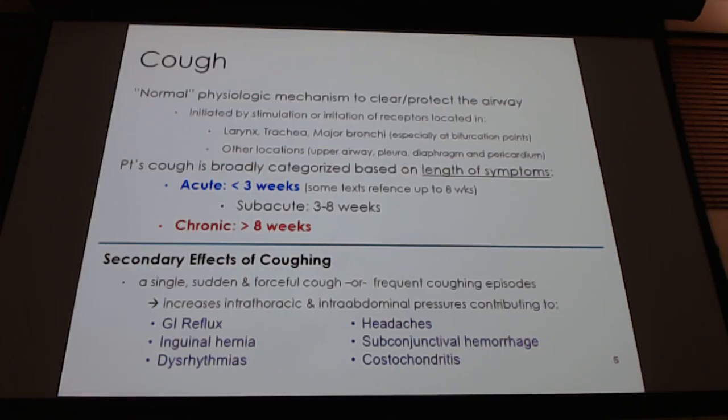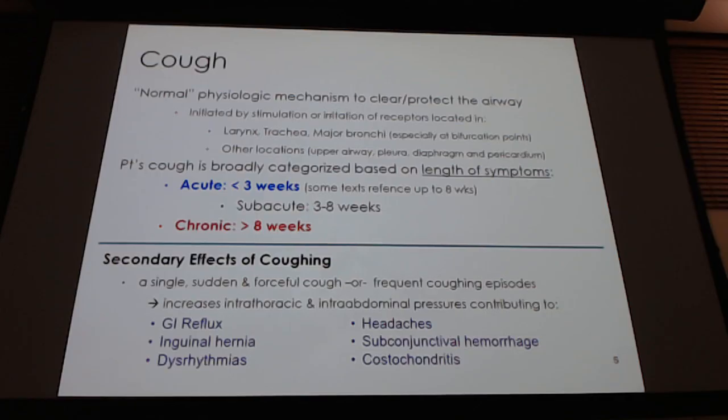It doesn't mean that someone with a chronic cough can't have an acute explanation for their symptoms. It's just where we start. Why do we care about cough? It's annoying to our spouses, it's annoying to us, but there's also some physiologic things that can happen that we want to try to avoid.